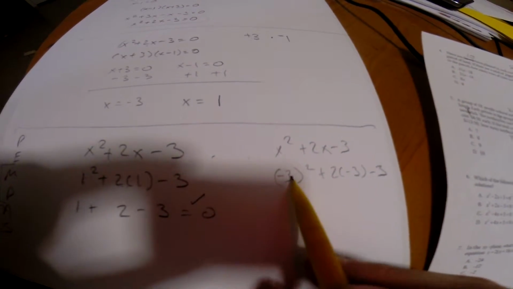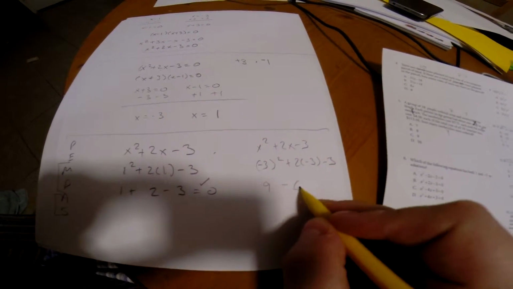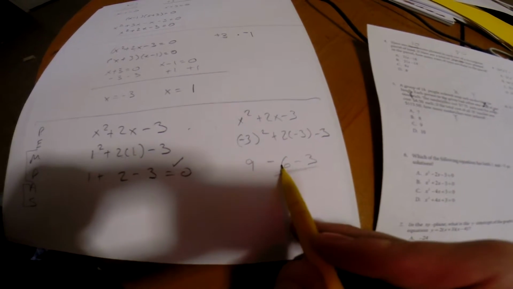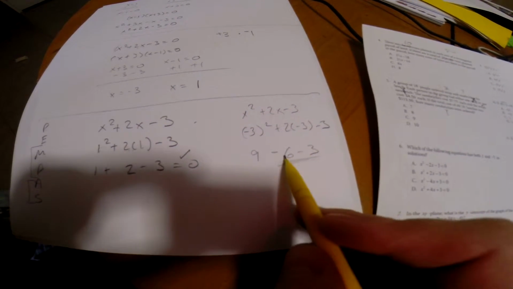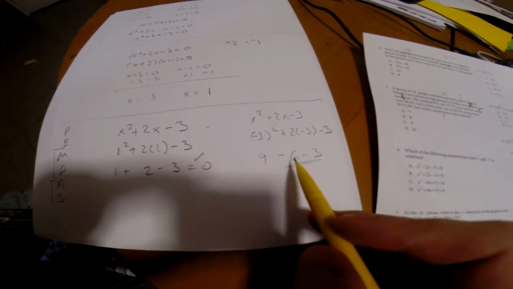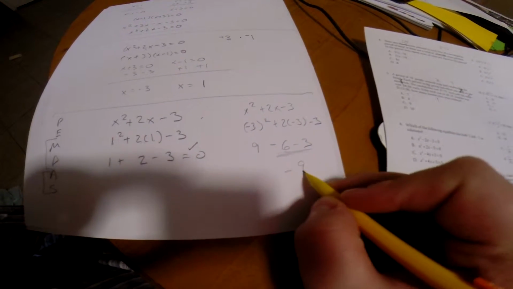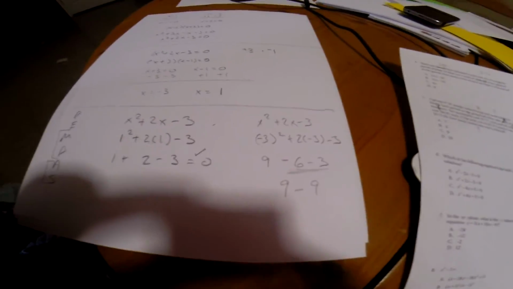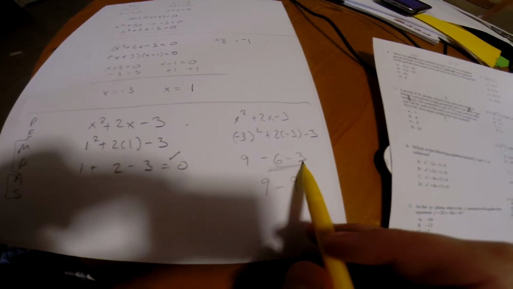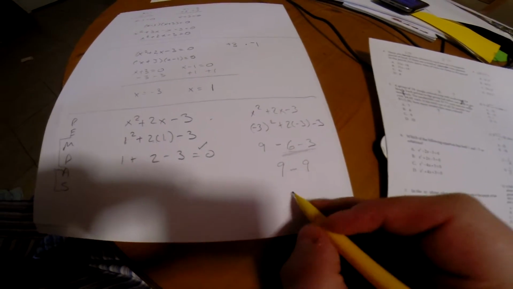Following PEMDAS again, I'm going to do exponents first. So that's 9. Note here it really does matter. 2 times negative 3 is negative 6, minus 3. And if you look here, negative 6 minus 3, a negative and a negative, you add them together, you get negative 9. Think of it as I'm taking $6 from you, and then I take another $3 from you, so I've taken a total of 9. Or if you like the sports example, think of it as you're being pushed back 6 yards, then you're being pushed back another 3. So you're being pushed back a total of 9. In any case, 9 minus 9 is 0.